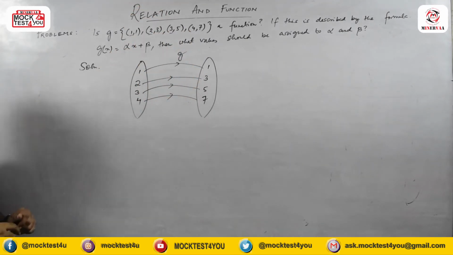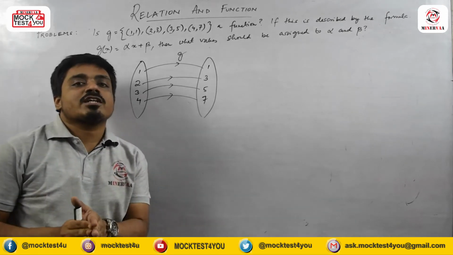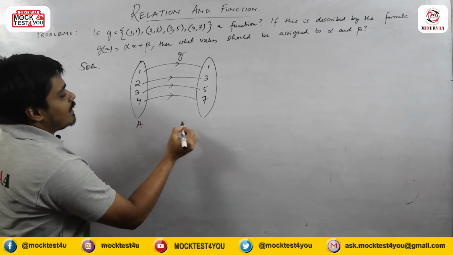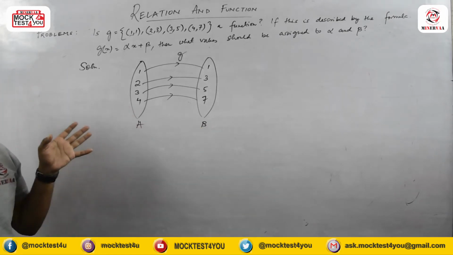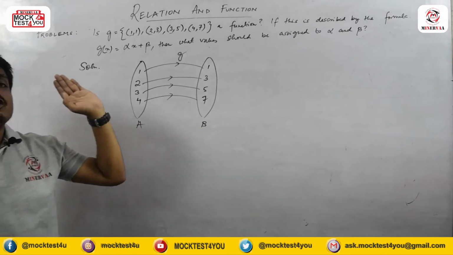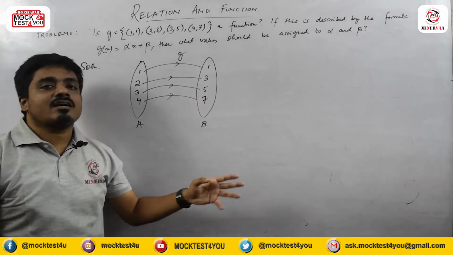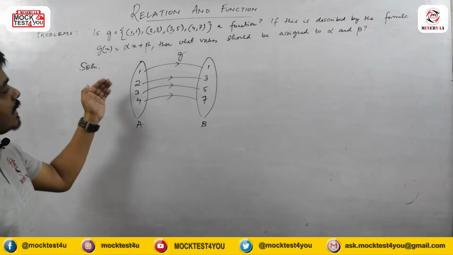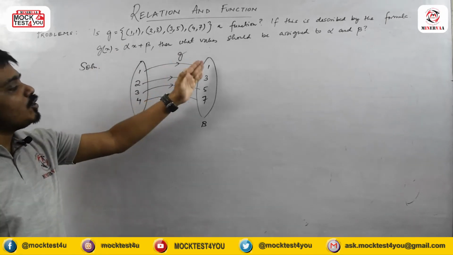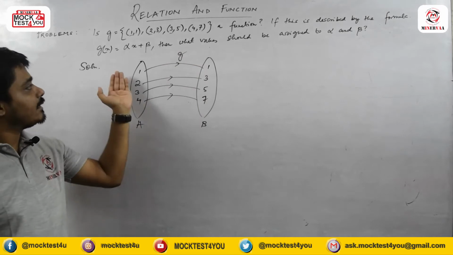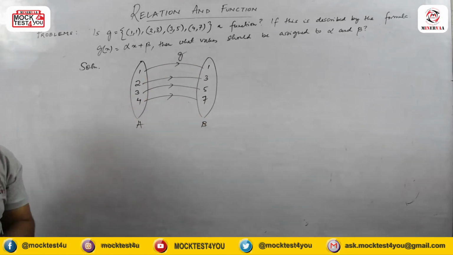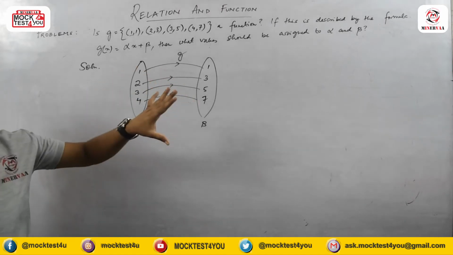Yes, it's a function. Why? Because the criterion for a function is what? Every element in A, let us write this one as A and B, must have a unique image in B. That's the criterion for a relation to be a function. So you see, every element does have a unique image in B. It is not having more than one image, right? So every one has one image. So we can say that this is a function.